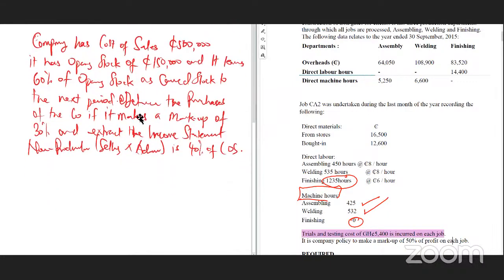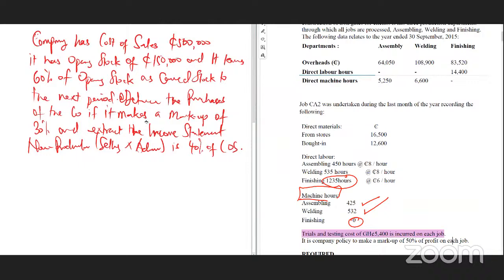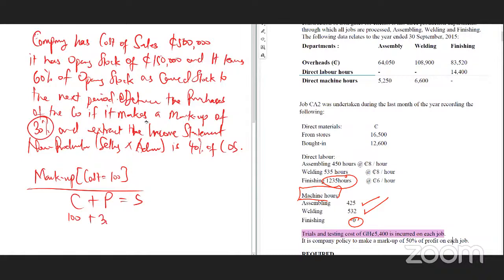So with markup and margin, anytime you hear markup, what is 100%? Is it cost or selling price? Cost. In that case, when you hear markup, you say cost equals 100. So cost plus profit equals selling price, my equation. Cost will be 100. Since the company makes a markup of 30%, that means 100 plus 30, so selling price should be equivalent to 130. True or false?